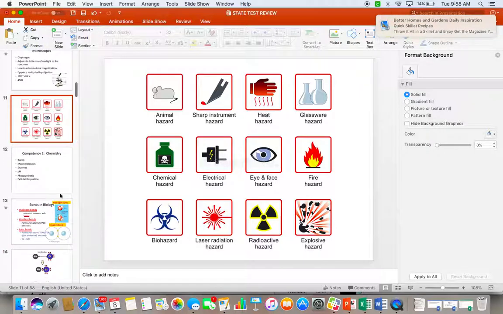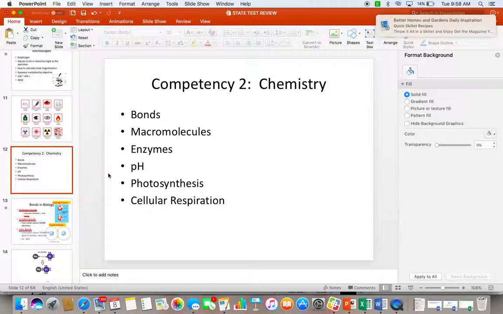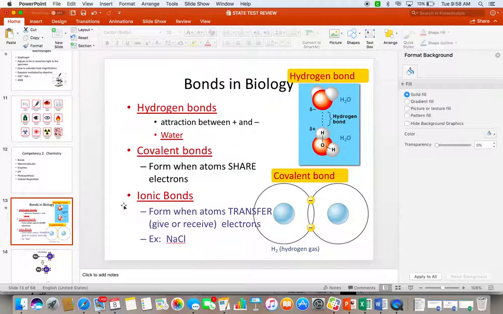All right, we're going to move on to competency 2, which is chemistry. And for this one, we're going to look at bonds, macromolecules, enzymes, pH, and then our 2 life reactions, photosynthesis and respiration. There are 3 big types of bonds that we've learned about this year.